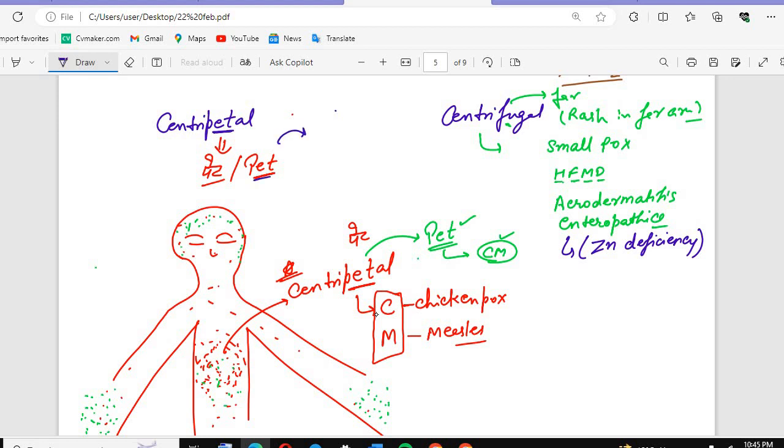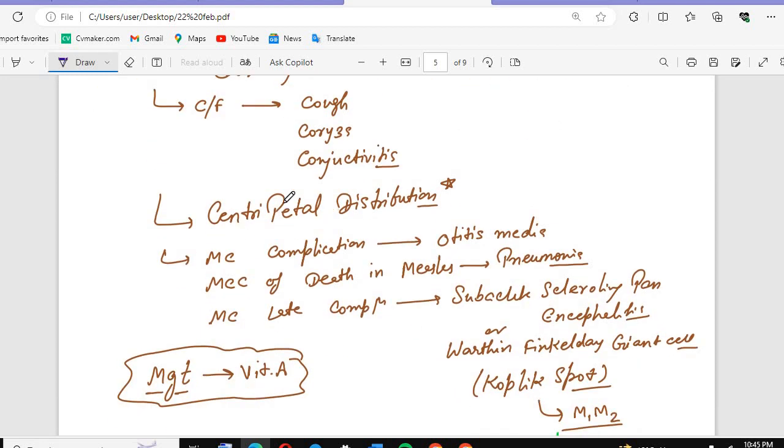For the pet, remember the examples: chickenpox and measles. Measles we just studied, and the type of distribution is centripetal. So always remember the pet, and who has the pet? That is CM. I hope this is clear.